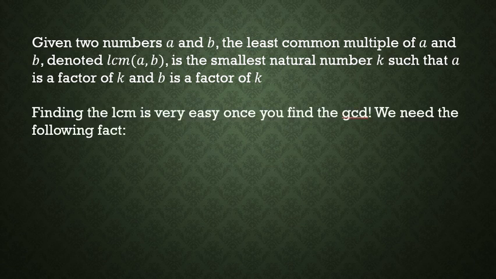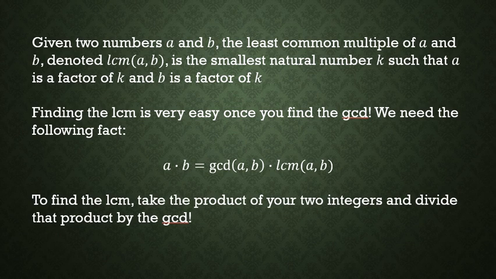And once you've found the GCD, finding the least common multiple is very, very easy. There's just a couple small calculations that you have to do. And how you find it is based on the following fact. For any two natural numbers A and B, the product of A and B is equal to the product of their GCD and their LCM. So you'll be given what A and B are, you'll have found their GCD, you then just have to find their LCM. You just take the product of your two integers and divide that product by the GCD.